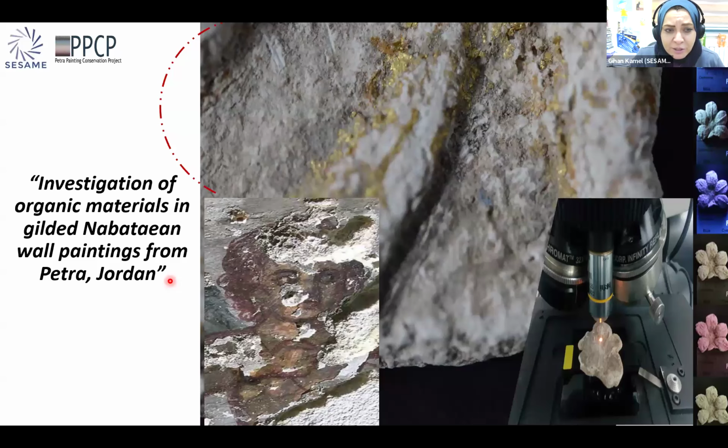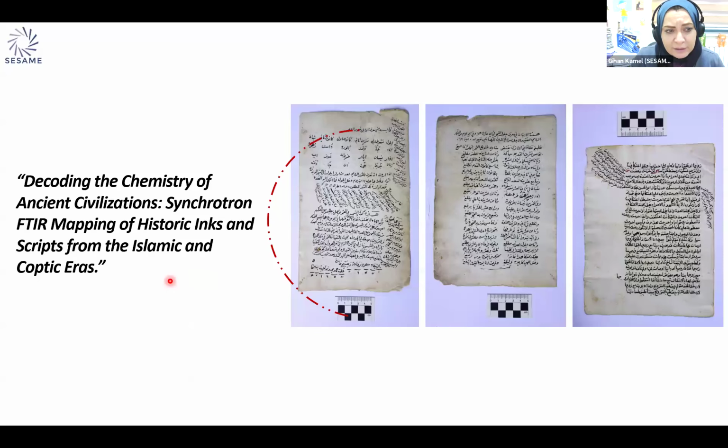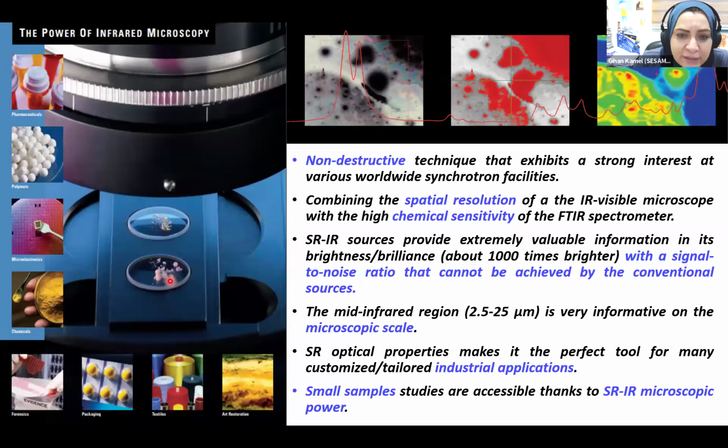Also, a lot of investigations on Petra wall paintings, and this is one of our last experiments on pre-Neolithic inhabitants and artifacts, like bones, pottery, and glass. That is really ancient. If I remember, it was like 15,000 years old or something. And again, a lot of manuscripts, studying the paper, the manuscripts themselves, as well as the ink that was used to write this.